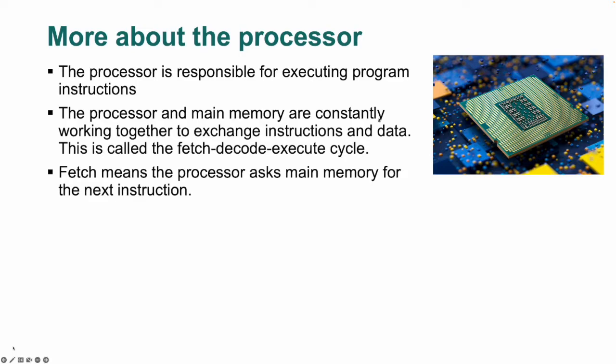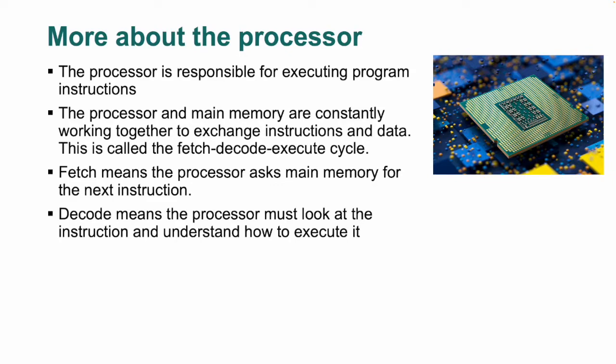The fetch stage of this process just means that the processor goes to main memory and asks for the next instruction. It sends a signal requesting the next instruction, and then it's returned from main memory to the processor. Then decode means that the processor looks at the instruction it just received and tries to understand what it means and figure out how to actually execute it. There's a lot of different instructions. Could be an addition, could be a multiplication, could be loading something, saving something. So it's going to figure out what it needs to do to actually carry out that instruction.